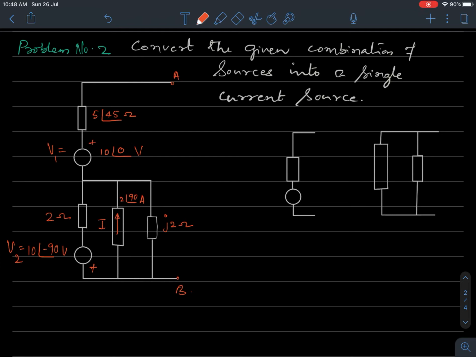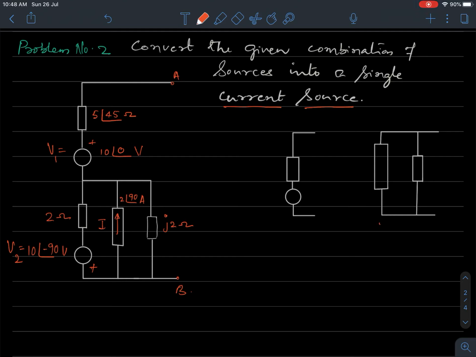V2, which has a magnitude of 10 at an angle minus 90 volts, has a 2 ohm impedance in series. Similarly, we can see that the current source I has a magnitude of 2 at an angle 90 amperes, and of course its internal impedance comes in parallel with it, and that is j2 ohms. What are we expected to do? We are expected to convert this entire combination into a single current source. You have to remember this, into a single current source.